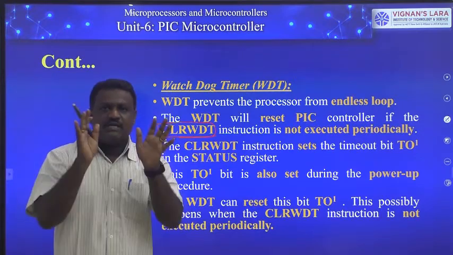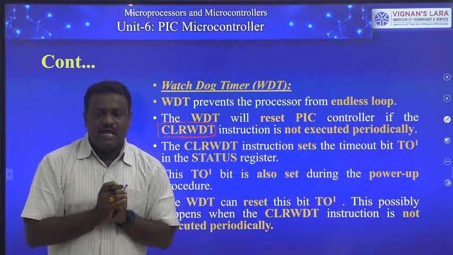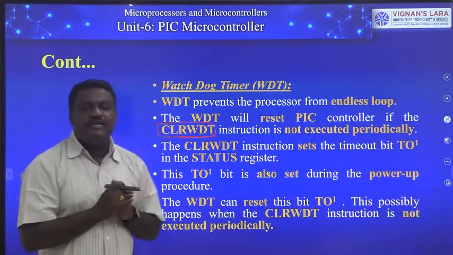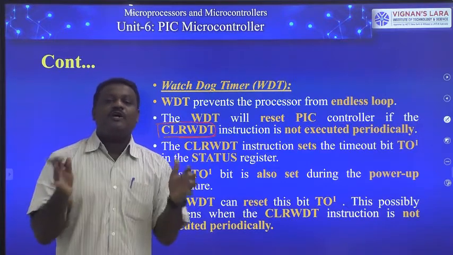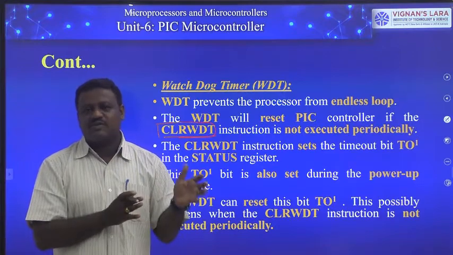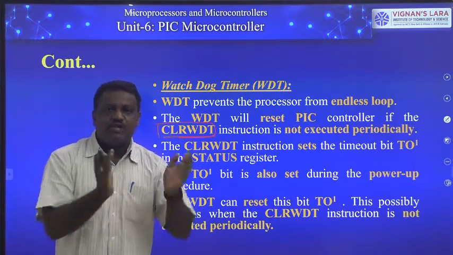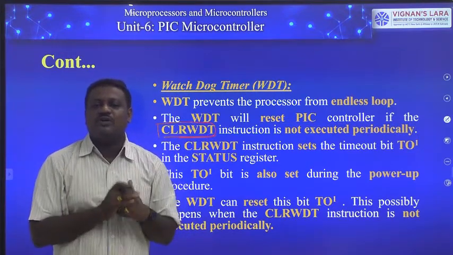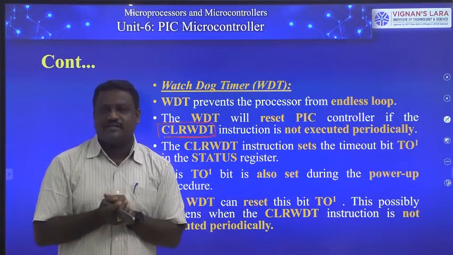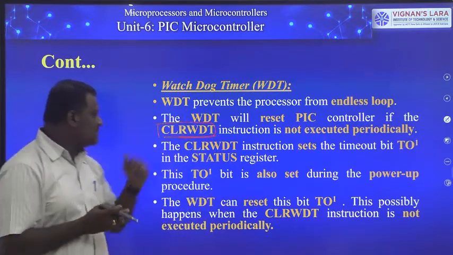That means the operation of the controller is okay. There is no problem in it. Whenever it is unable to execute the CLR WDT instruction periodically, that means our controller is in some rescue condition. It may enter into some endless loop. To come out of that, the Watchdog timer will generate a reset signal. Once it sends a reset signal, the controller comes out of it. That's the meaning of this.